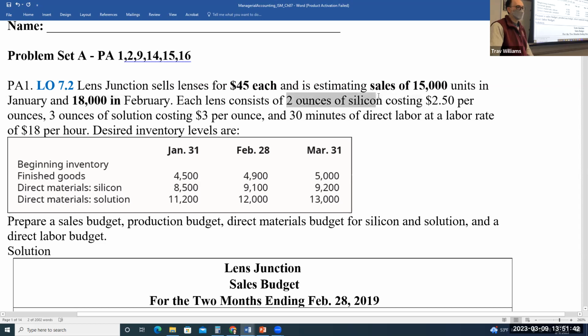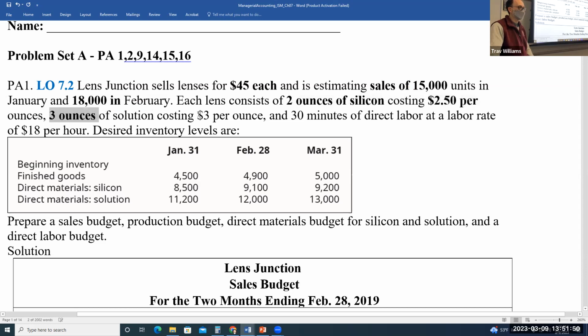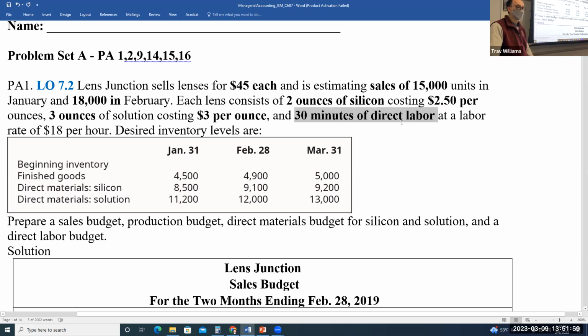There are 2 ounces of silicon in each one, which costs $2.50 per ounce, and 3 ounces of solution, which costs $3 per ounce. It takes 30 minutes of direct labor. I guess that's per unit. And the labor rate is $18 per hour. They also gave us a table here, which tells us beginning inventory for finished goods and for both of the raw materials.